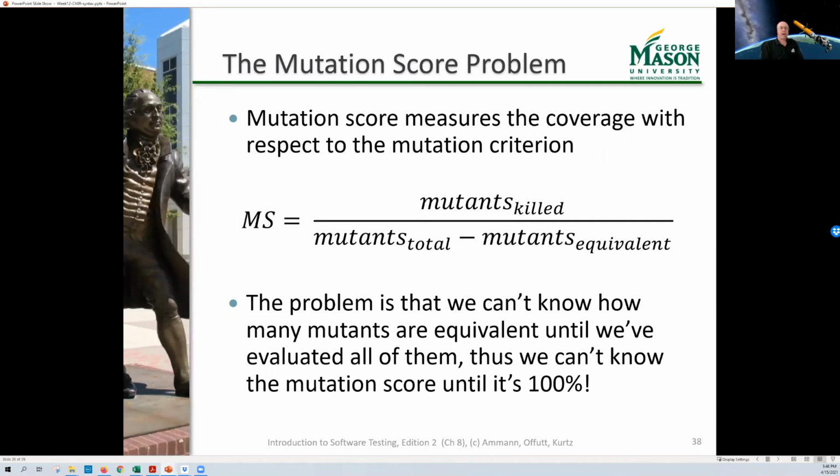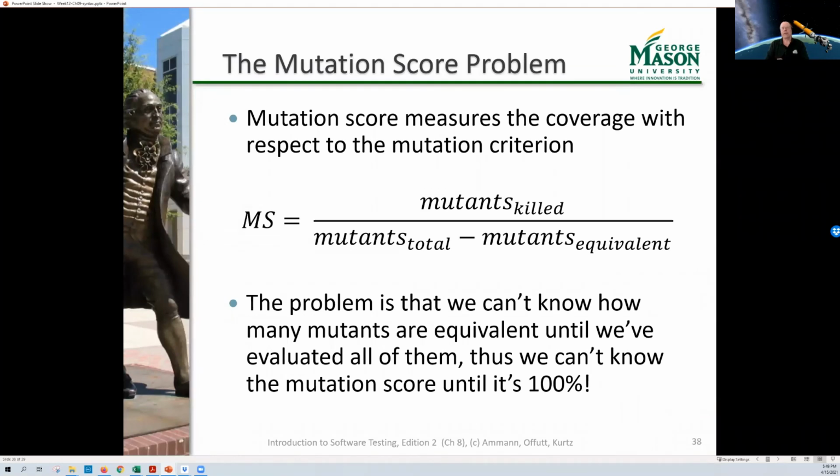So back to mutation score. We started talking earlier about what mutation score was, how I might use it as a threshold, how many mutants have I killed versus how many mutants are there, or more correctly, versus how many mutants are there that can be killed. So here's the formula for mutation score. The number of mutants I've killed divided by the number of total mutants minus the number of mutants that are equivalent. But I have a serious problem here.